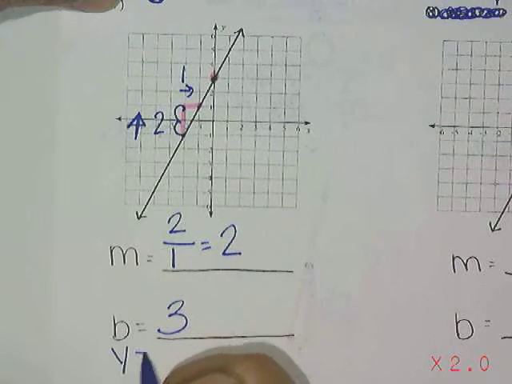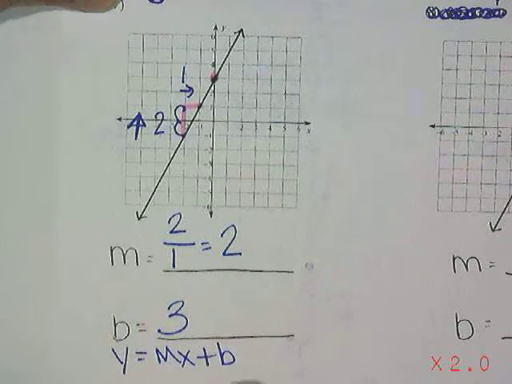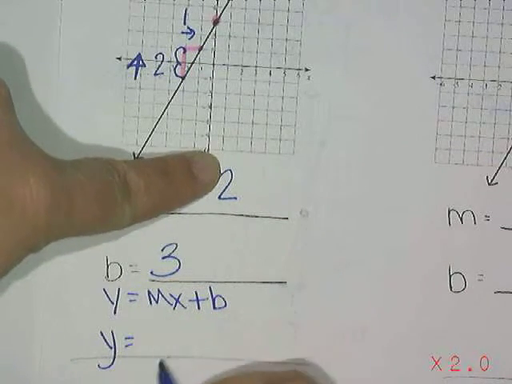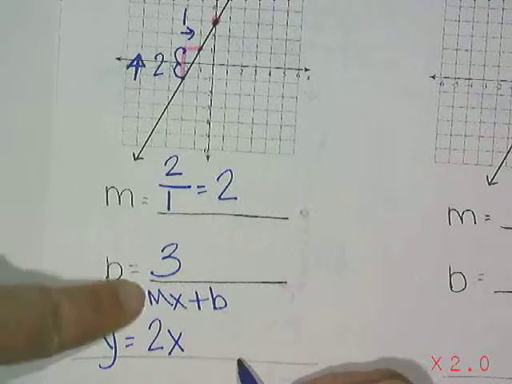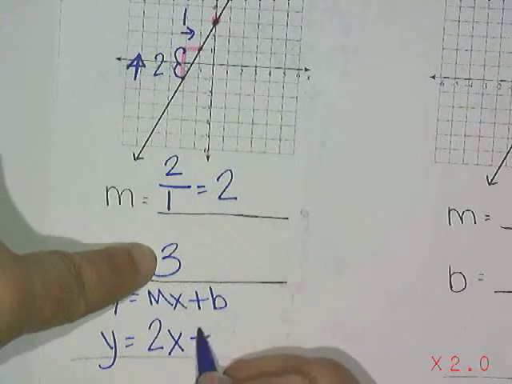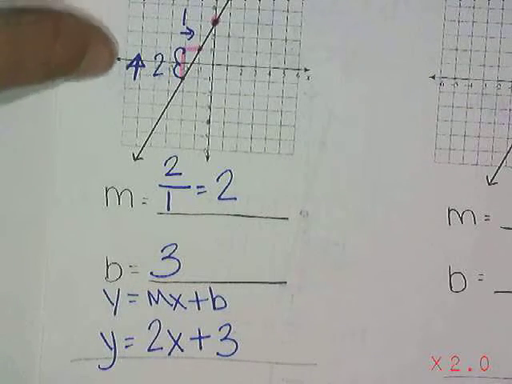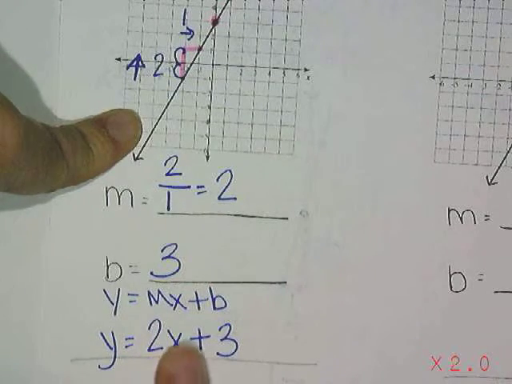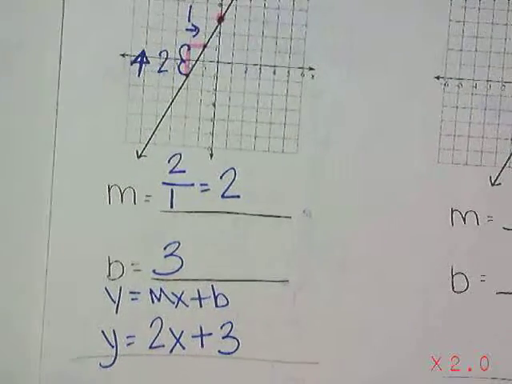Then I have y equals mx plus b, where my y is equal to m, which is 2, and it sits next to the x all the time. My b is a positive 3, so now I'm going to actually put that plus sign, and then I'm going to fill it in with a 3. So the equation of this line is y equals 2x plus 3, because this is slope-intercept form.